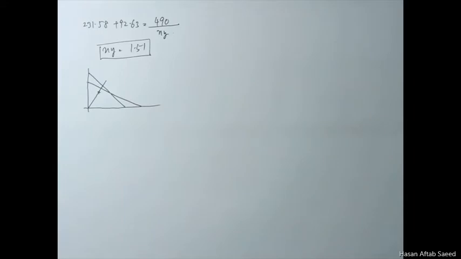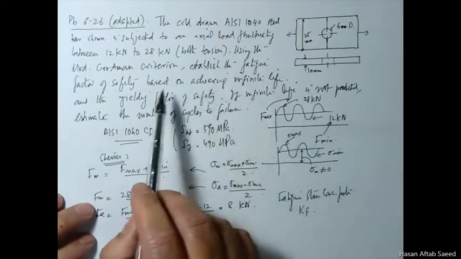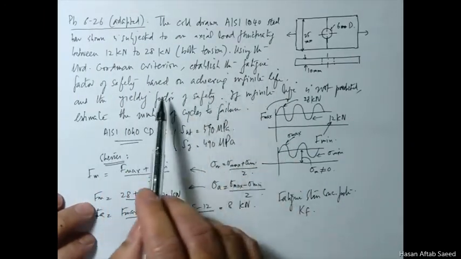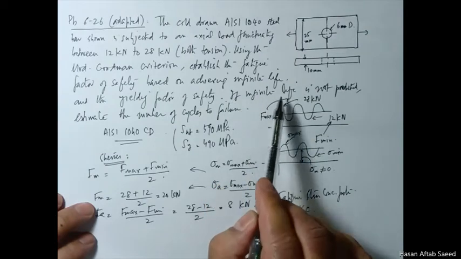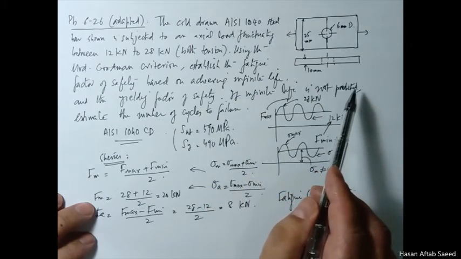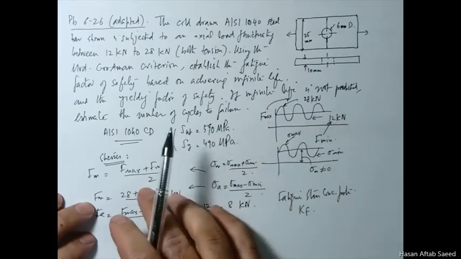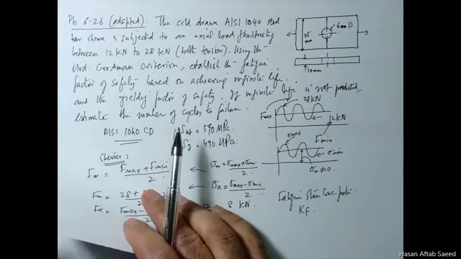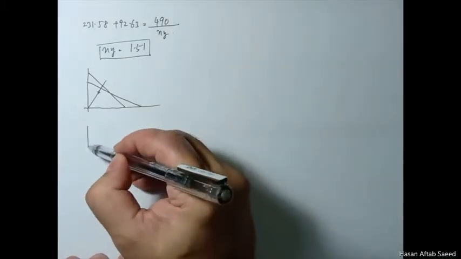But now we have to come back to one part of this problem that we haven't done yet, and that is, obviously the fatigue factor of safety is more than 1, so our question is complete here. But there's another part of the question. If infinite life is not predicted, estimate the number of cycles to failure. Now here infinite life is predicted, but what if infinite life was not predicted? What would have happened then? Then what would have happened is this.